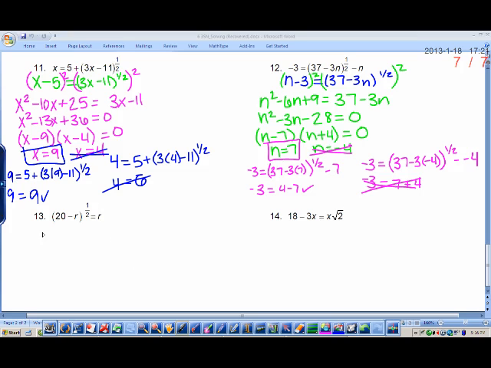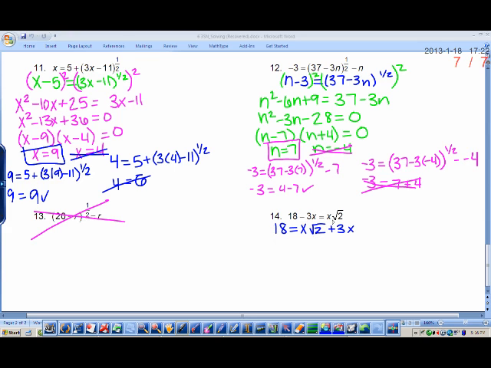All right, this is going to be our last one. We're going to cut number 13, and we're going to skip right on to 14. Okay, looks a little different. Our x, or our variable, isn't under the radical, but we're still going to work it the very same way. So I want to get all my x's on the same side. So I'm going to get that 18 is equal to x root 2 plus 3x.